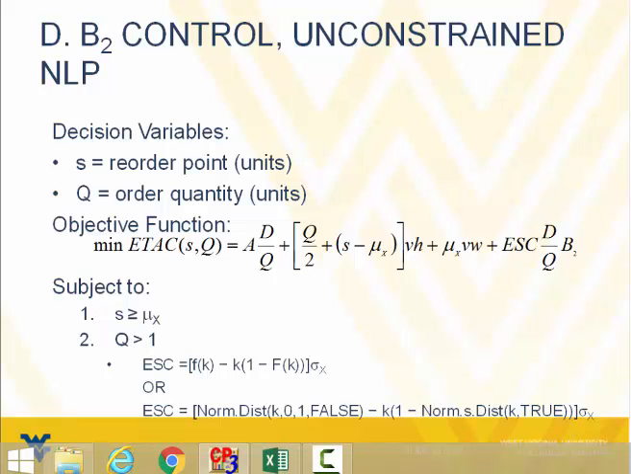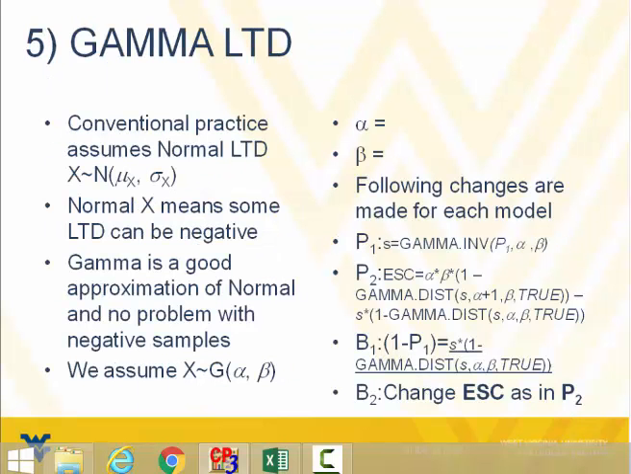Okay. So that's basically the B1, the B2, P1, and P2 controls, and we can calculate them in a spreadsheet rather simply, and I've given you that spreadsheet we'll look at in a few minutes. But before we go to that, I wanted to explain a couple of things. So far, we are assuming that the lead time demand is normal, as I've showed you.